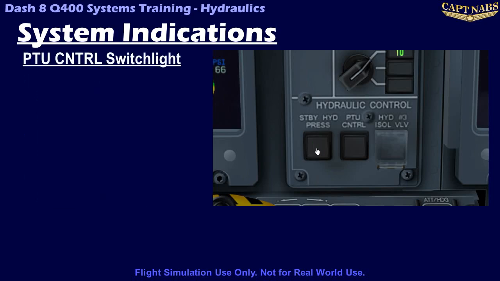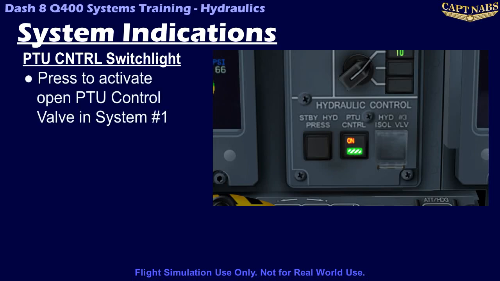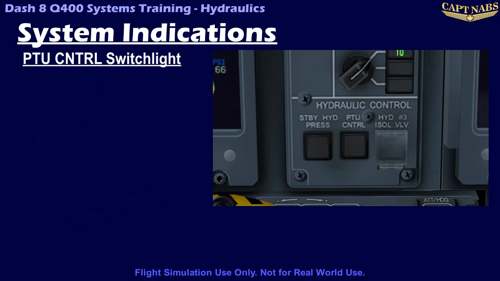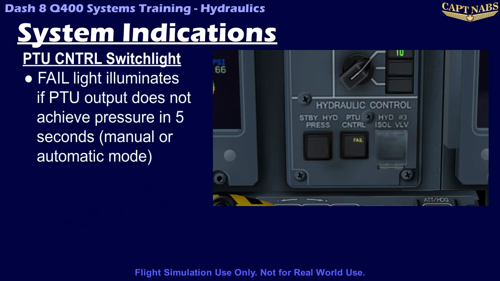The PTU control switch, when pressed, allows pressure from the number 1 system to enter the motor side of the PTU. There are 3 light segments in this switch. The on light segment indicates the switch has been pressed to open the valve. The green hashed bar indicates that there is pressure in the output line from the PTU pump in the number 2 system, indicating that the PTU is working. A fail light illuminates if the PTU does not produce pressure within 5 seconds of being activated.